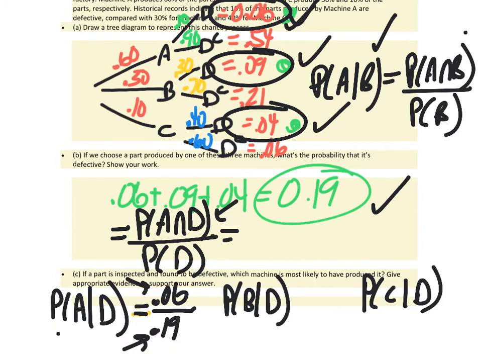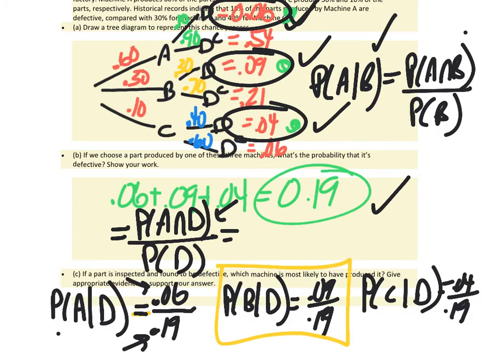Now if you do this for all 3 of them, for B you're going to get 0.09 over 0.19, and for C you're going to get 0.04 over 0.19. This is also unique in that they all have the same denominator in this case, so technically you could just compare the numerators, so we know that the one with the most defects would be machine B in this case. Or what you could do is simplify these 3 fractions and find that the highest defect or the highest probability is machine B.